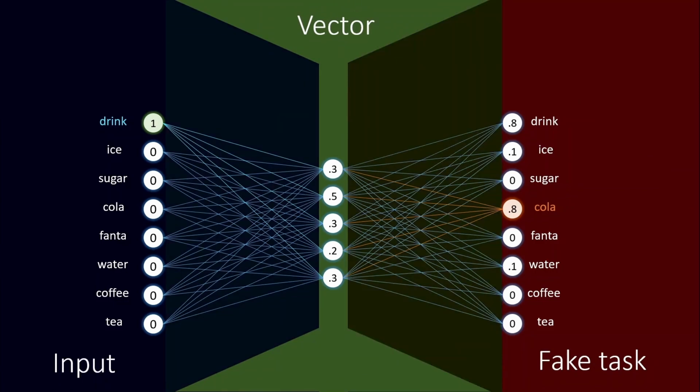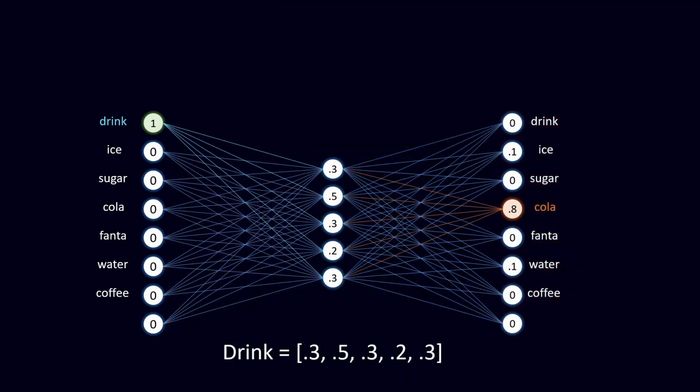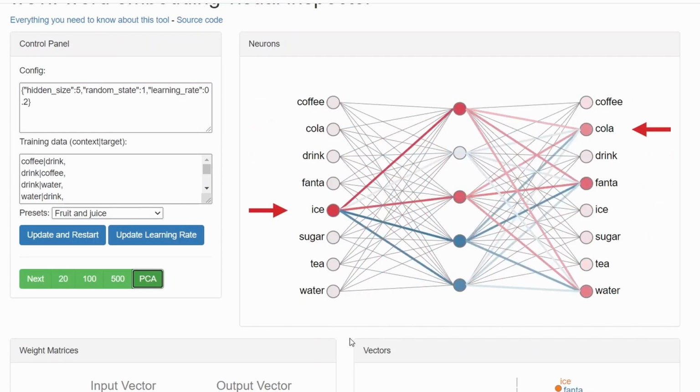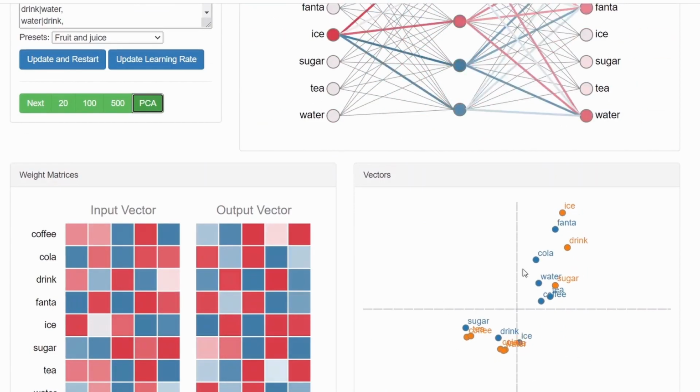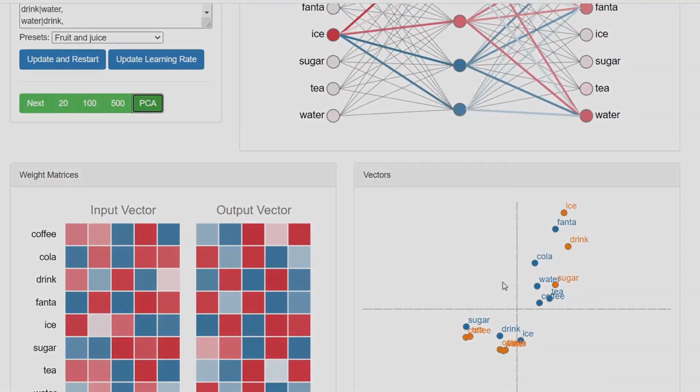Do you see the blue lines between neurons? Think of them as encoding and decoding. The neural net tries to extract the information from the word to solve the fake task. So here is our vector for the word drink, just the middle layer. And now you can do this for all 8 words. And finally, see the pattern that we already saw. The cola and Fanta on one side and the tea and coffee on the other.